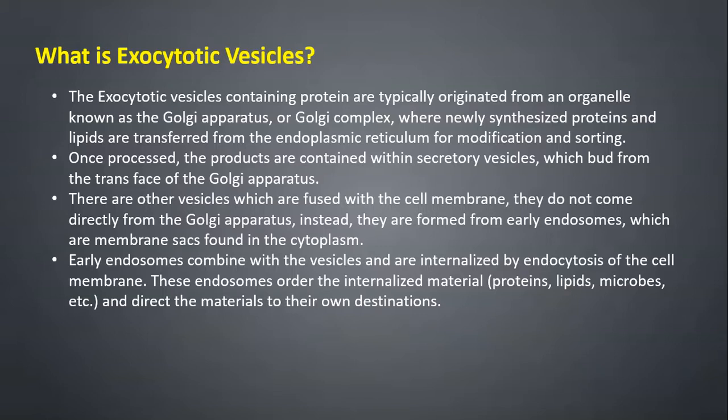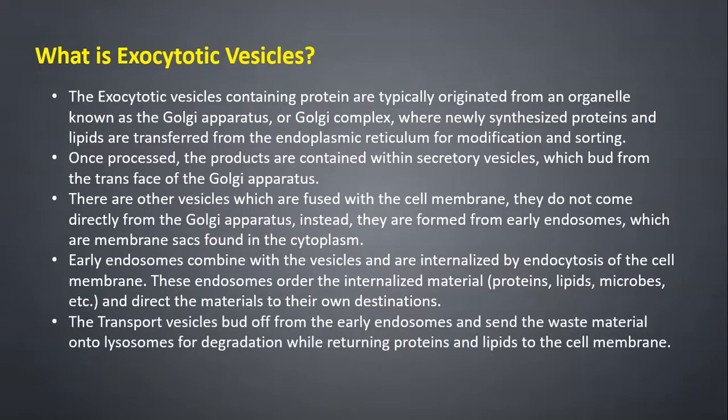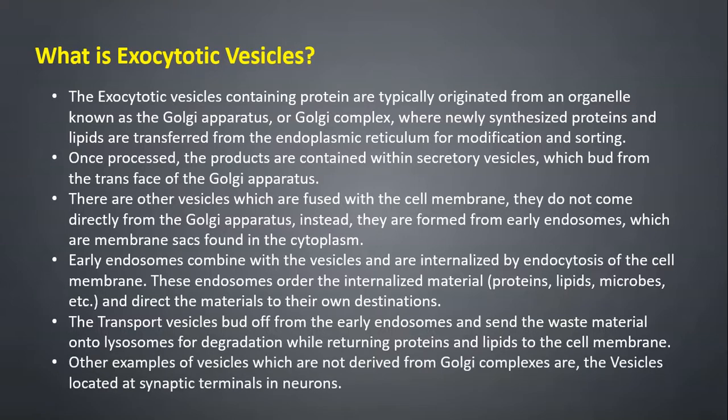These endosomes sort the internalized material, proteins, lipids, microbes, etc., and direct the materials to their own destinations. The transport vesicles bud off from the early endosomes and send the waste material onto lysosomes for degradation while returning proteins and lipids to the cell membrane. Other examples of vesicles which are not derived from Golgi complexes are the vesicles located at synaptic terminals in neurons.